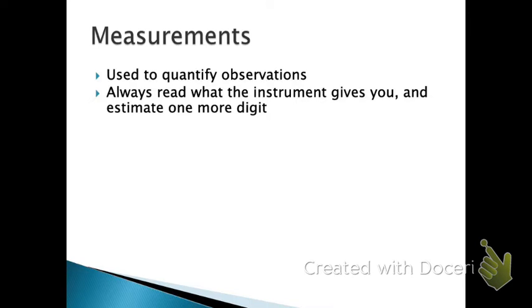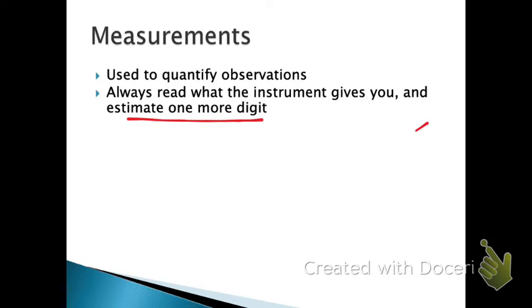So when we take measurements, you've heard me say this before, we always read what the instrument gives us, and then we estimate one more digit. We estimate one more digit. We've talked about that, and we've used that practice before. We're going to do that a little bit at the end of the week in a measurement lab, but read what the instrument gives us and estimate one more. Do we want to do one practice of what that looks like?